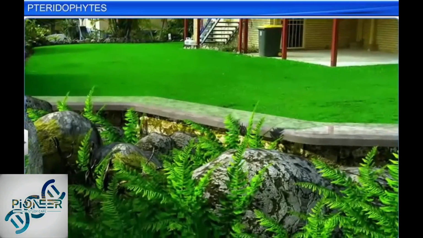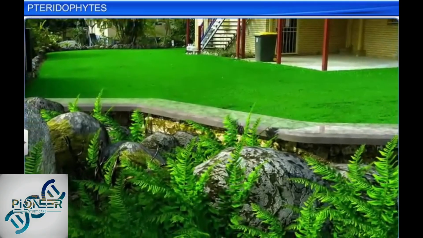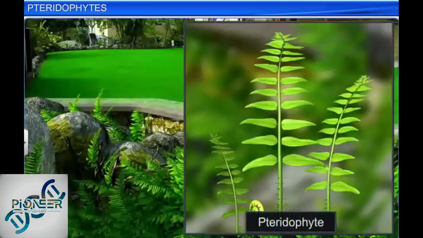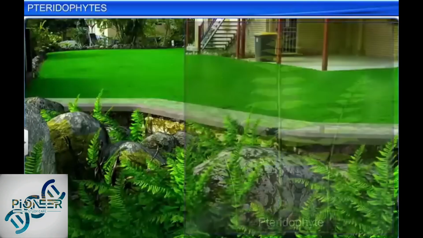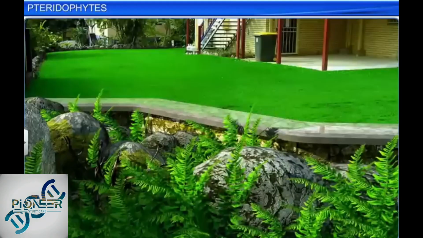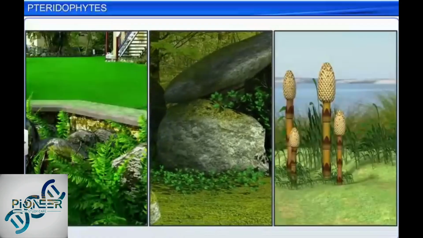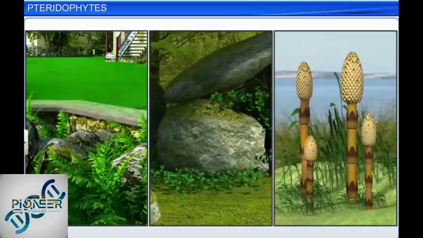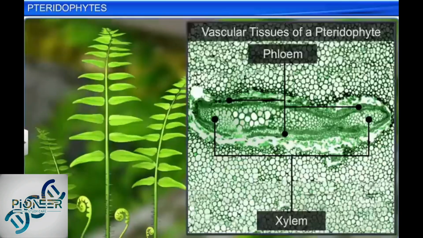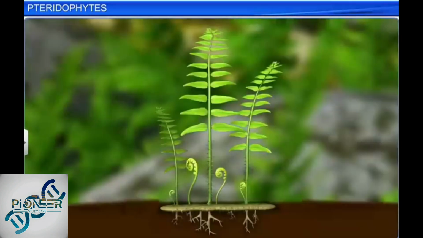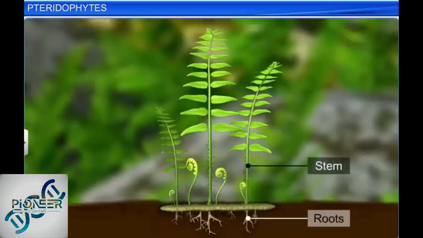You have probably seen ferns growing in gardens or in someone's backyard. Ferns are a type of pteridophyte. Pteridophytes are plants that flourish in a damp, cool and shady habitat, although some species also grow in sandy soil conditions. They occupy a special place in plant evolution, as they were the first terrestrial plants to possess vascular tissues and true root, stem and leaves.